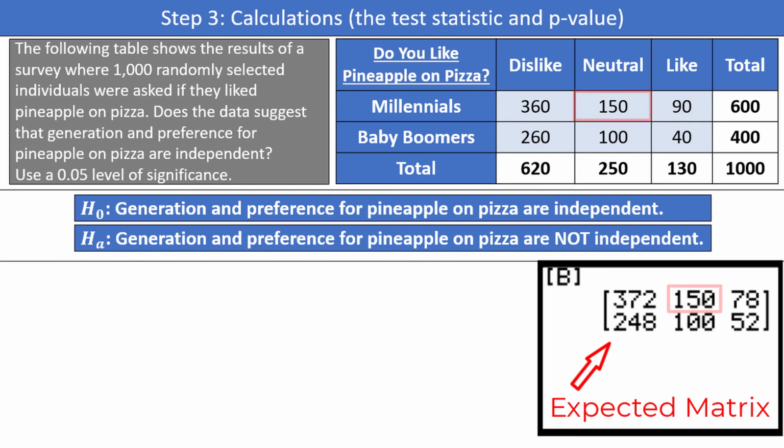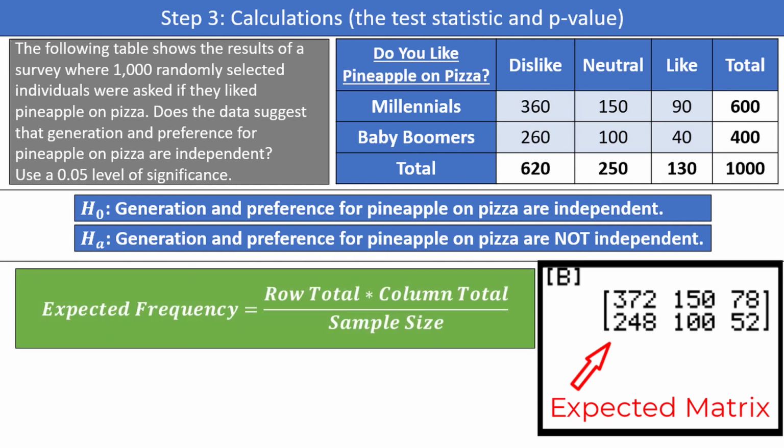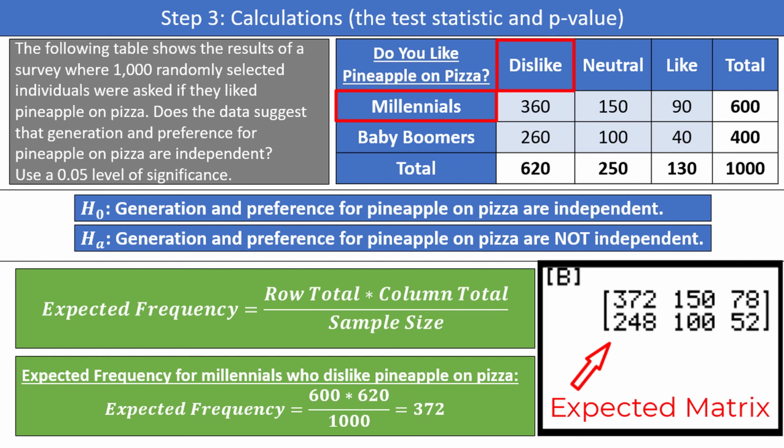If you want to know how the calculator gets these numbers, it uses this formula. Expected frequency equals row total times column total divided by sample size. For example, for millennials who dislike pineapple on pizza, we take 600 times 620 divided by 1000, which is equal to 372, which is the same number that we got on the calculator.